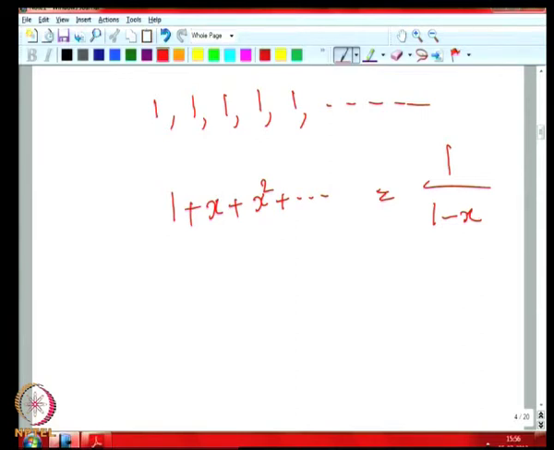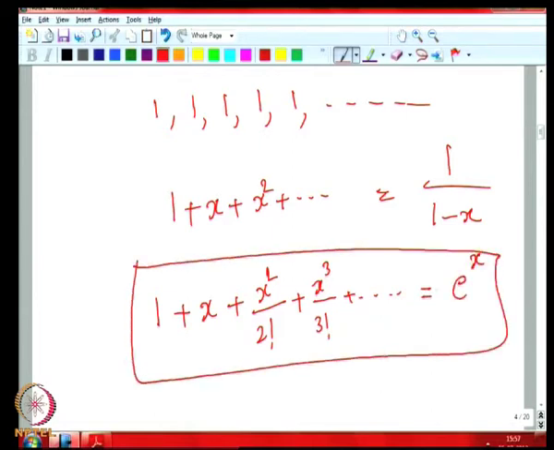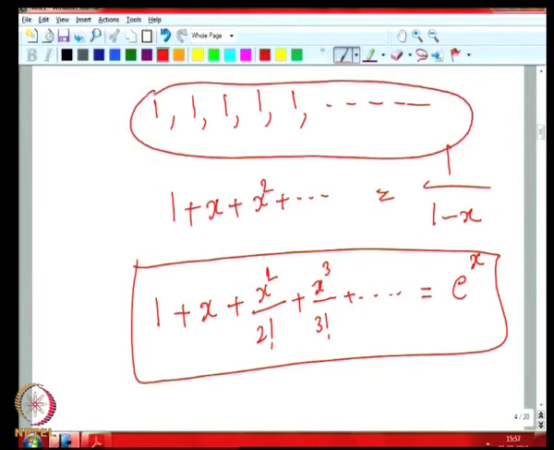But the exponential generating function will look like this: 1 plus x plus x square by 2 factorial plus x cube by 3 factorial and so on. From calculus we know that this is e to the power x. So, the exponential generating function for this sequence, whose ordinary generating function was 1 by 1 minus x, is going to be e raised to x.